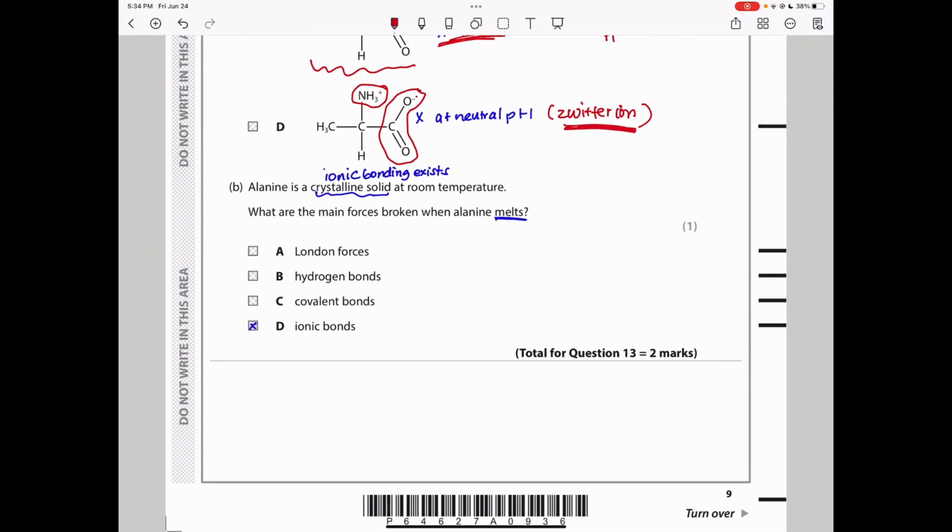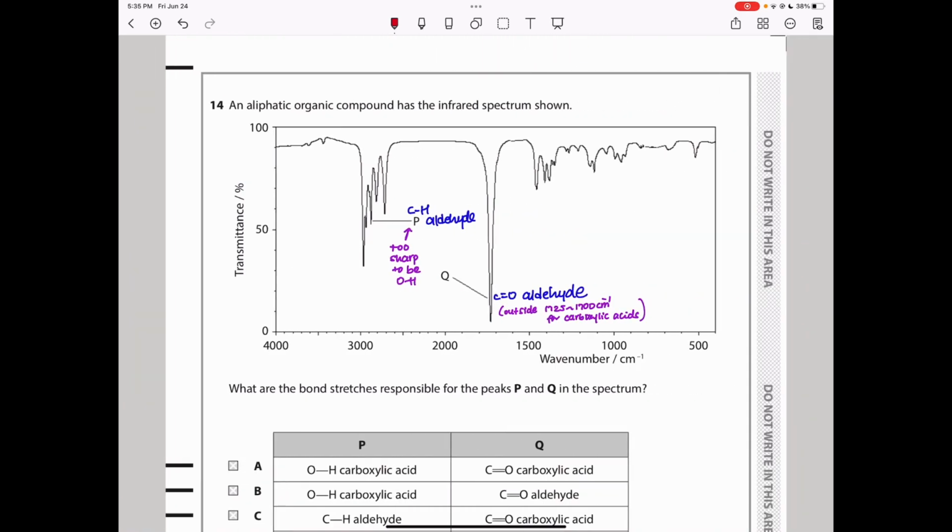It says, alanine is a crystalline solid at room temperature. What are the main forces broken when alanine melts? Again, remember, when they say it's a solid at room temperature, it means it's ionic. So they ask, what are the main forces broken when alanine melts? When alanine melts, we break ionic bonds because in the solid state, it's an ionic compound. So the answer should be D. There are no covalent bonds, no hydrogen bonds, and no London forces broken when we melt this structure. I'll go to question 14.